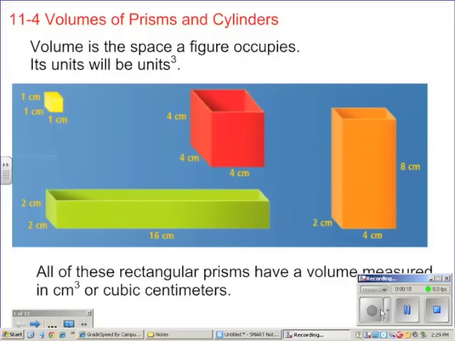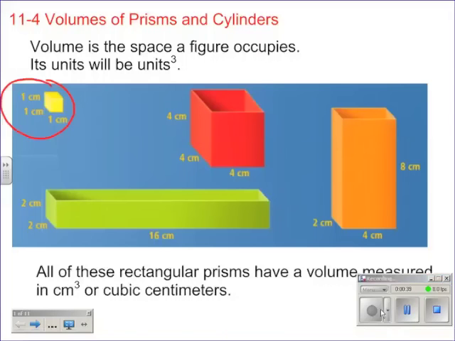It's the space a figure occupies, and the units will always be units cubed. Those specific units may be centimeters cubed, feet cubed, meters cubed. You just need to pay attention to the problem and what type of given information you have. So volume, in essence, if we focus on this 1 by 1 by 1 centimeter cube, the volume of each of these rectangular prisms is how many of these cubes fit within each rectangular prism. Whatever your answer is to that question, that'll be your volume. And again, the given units here are centimeters, so your volume units will be centimeters cubed, or it can be read as cubic centimeters.